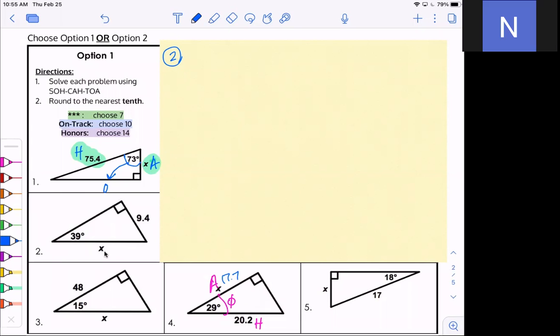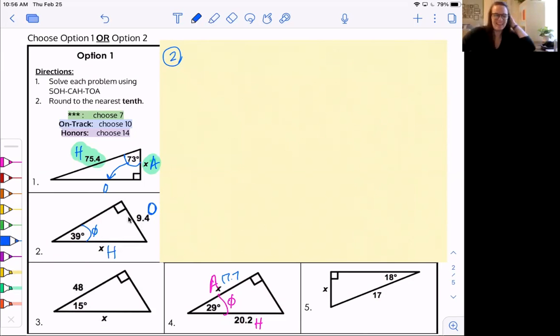X will be my hypotenuse. 39 will be my theta. And 9.4 would be my opposite. Your opposite. Yeah. 9.4 though, right? Not 94. Yeah, 9.4. Okay. I was like, that's a big number. Okay. Sounds good. All right.